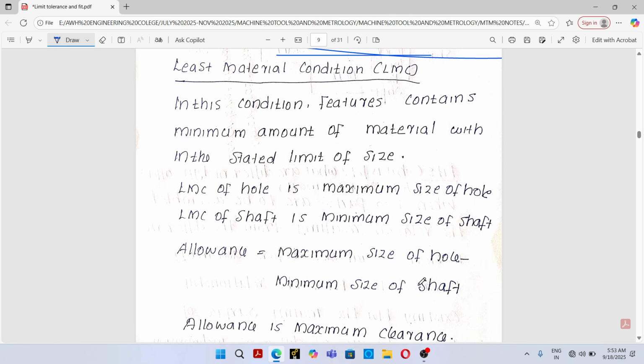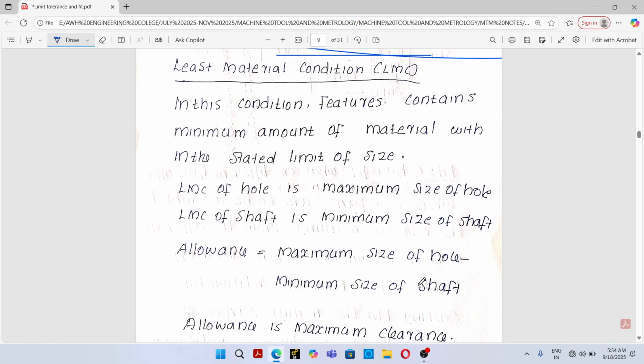In this condition, feature contains minimum amount of material within the stated limit of size. So least material condition കേസിൽ minimum amount of material ആണ് feature ഉണ്ടാവുക within the limit of size. That may be a hole feature or a shaft feature. So least material condition of hole is maximum size of hole. ഹോളിൻ്റെ കേസിൽ least material condition എന്ന് പറയുന്നത് maximum size of hole ആണ്. So maximum size of hole there will be least material in the case of hole.